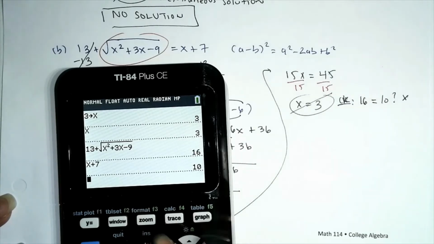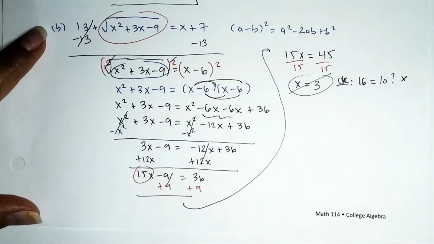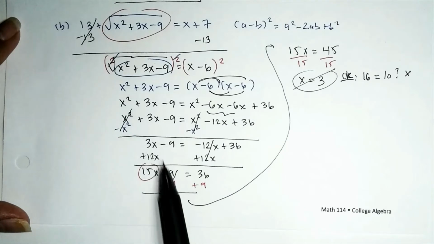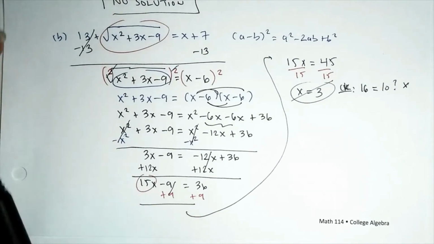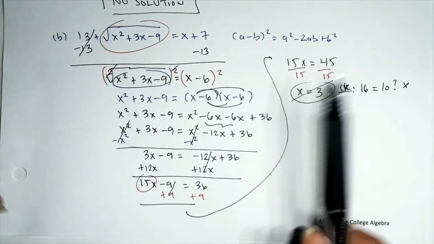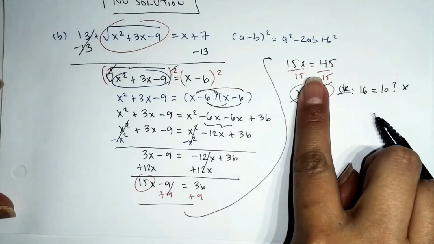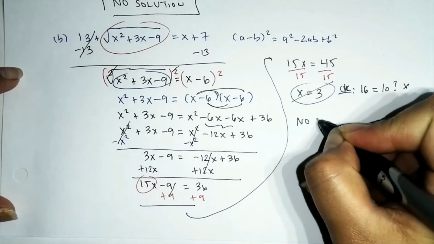So remember, an extraneous solution is a solution of one of the new equations but not of the original equation. So 3 is a solution of one of these equations without the radical, but it's not a solution of the original equation. So the question is, what's the answer? Well, we have one possible answer, but that answer couldn't fly. Since we have nothing else to go by, there's no solution.